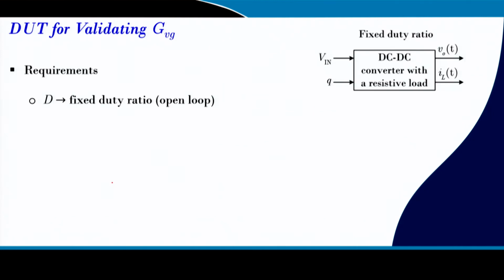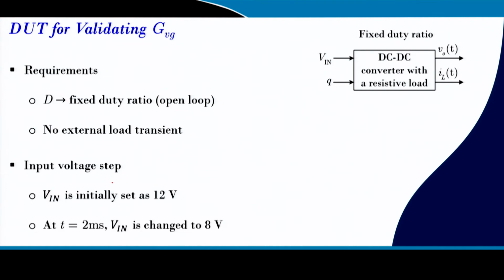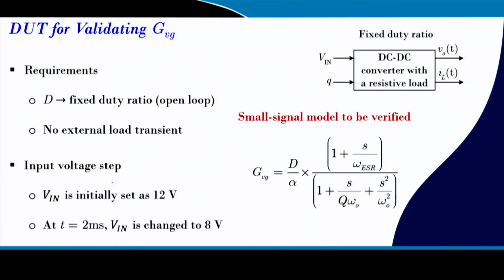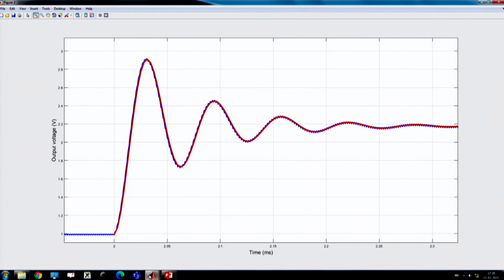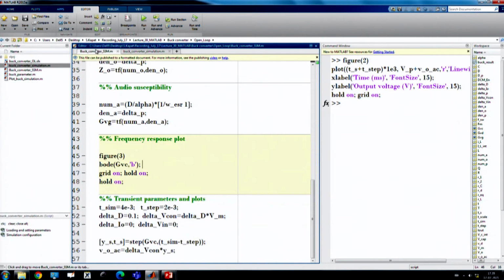In audio susceptibility, we need to keep the duty ratio fixed, because we are talking about open loop audio susceptibility. No external load transient response, an input voltage step we have to apply. Initially it was 12 volt, now at 2 millisecond we will change from 12 volt to 8 volt, and this is a transfer function. So, for audio susceptibility, we will go back and make a change of minus 4 volt, because now no duty ratio step is applied, and here it will be GVG, and we have to multiply with delta V in.